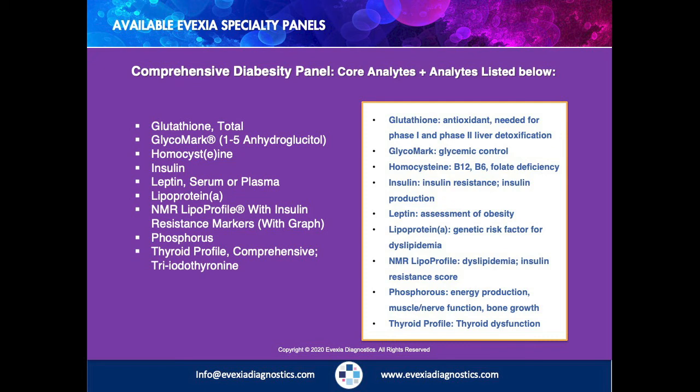LDL, and HDL. Phosphorus is also on this panel, and like I said earlier, phosphorus is a component of bone and teeth and is essential for DNA, RNA, and ATP production. And the final component on the diabetes panel is the thyroid profile. And this profile includes a TSH, free thyroxine index, T3 uptake, total T3 and total T4, as well as the metabolically active thyroid hormones, free T3 and T4.